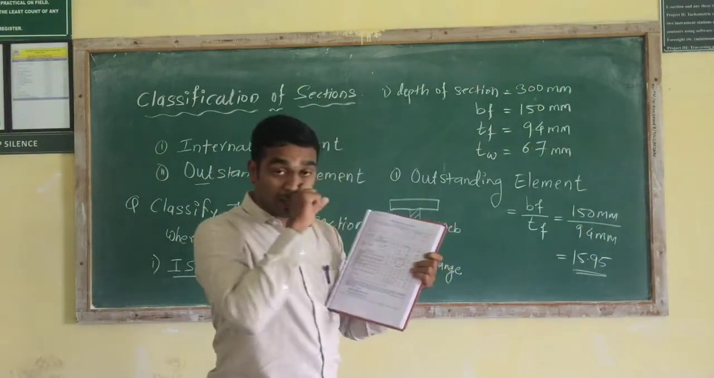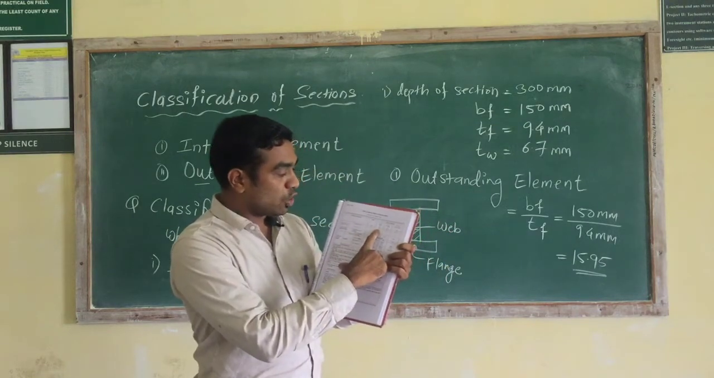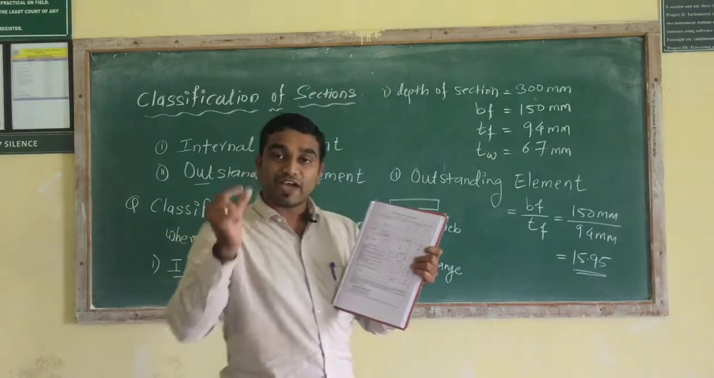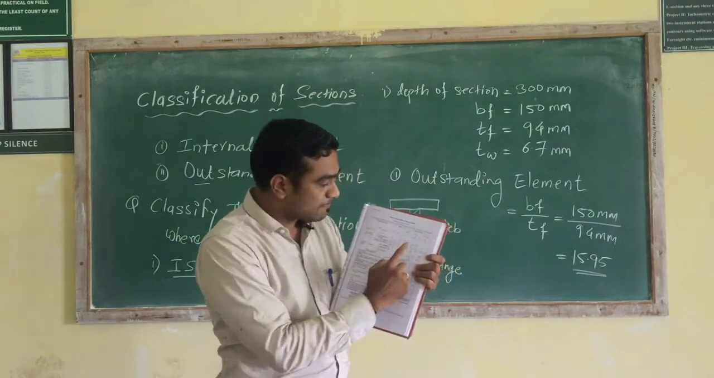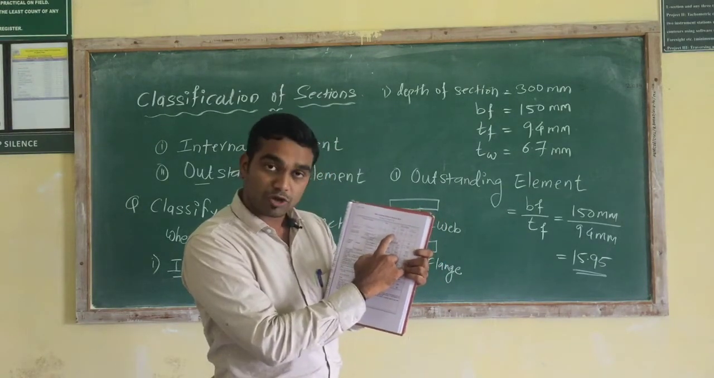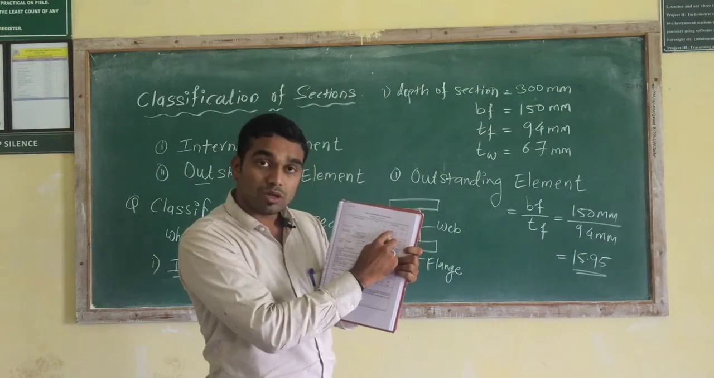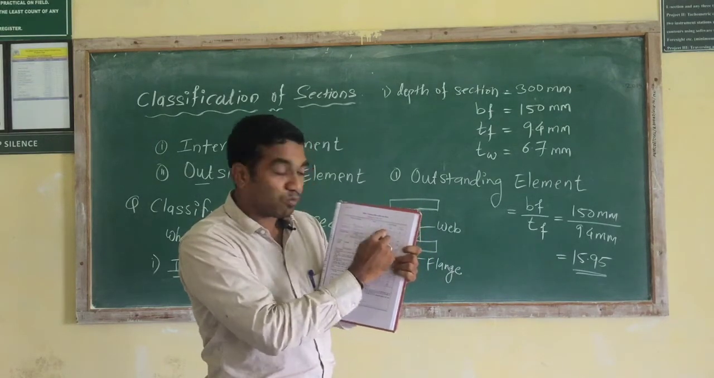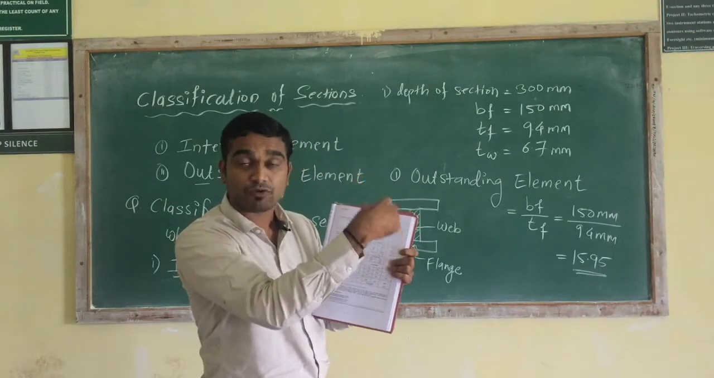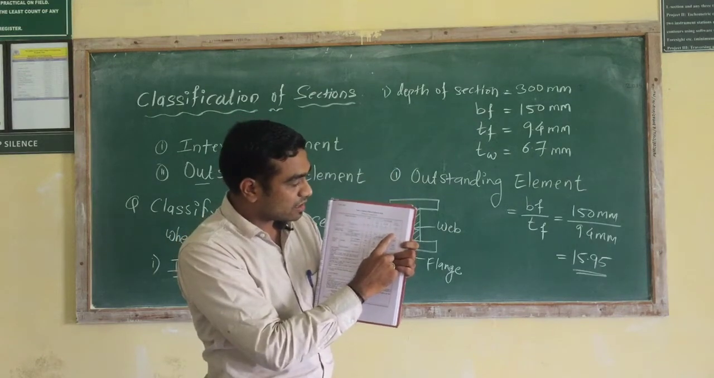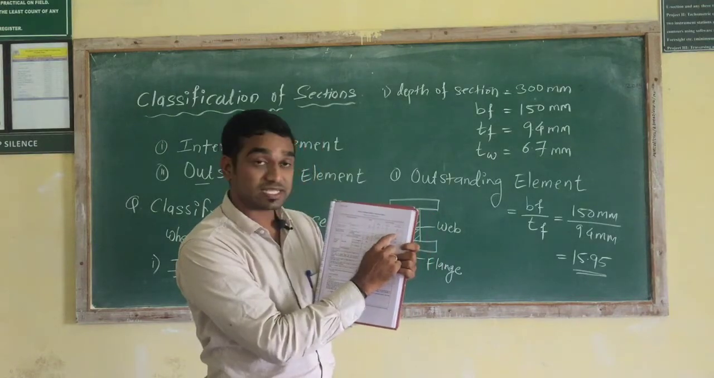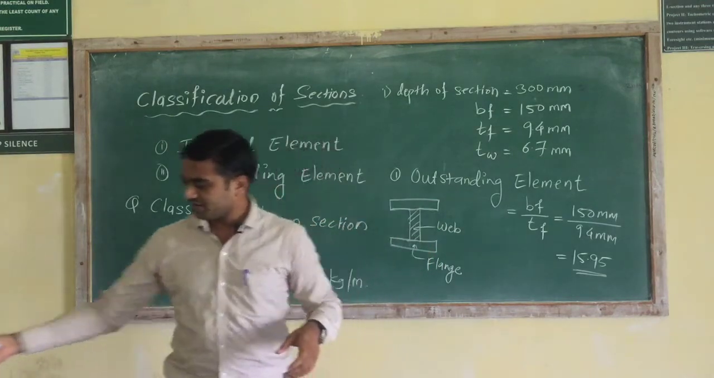In this table, see column number 3. In that column, the value of B upon TF is given as 9.4 epsilon. Again in table number 4, the value is given as 10.5 epsilon. In the next, semi-compact, column number 5, the value is 15.7 epsilon.